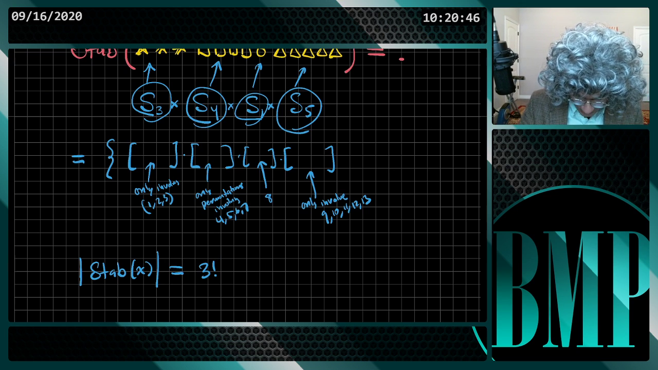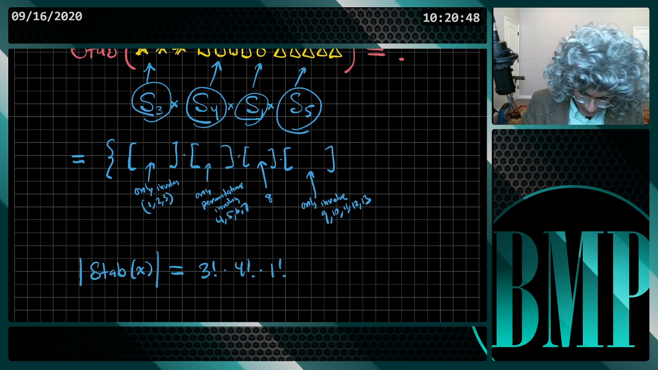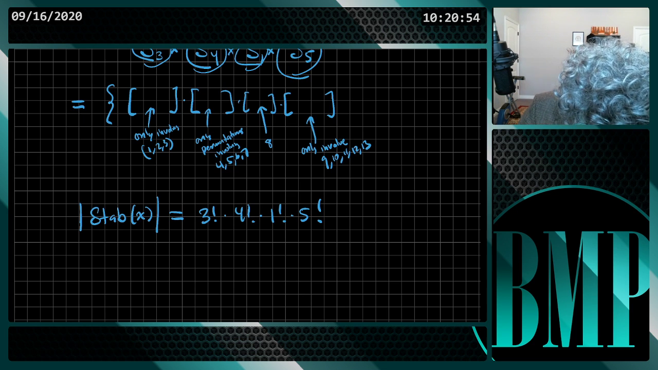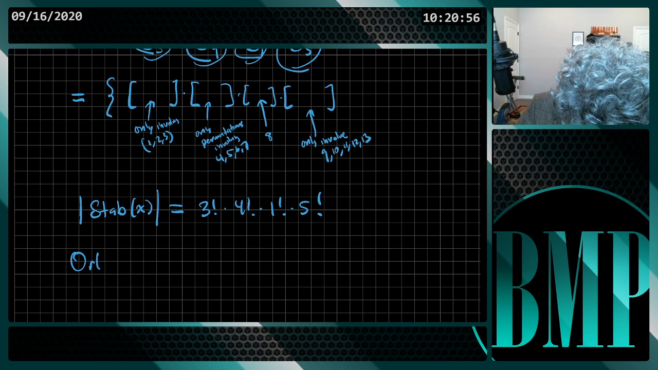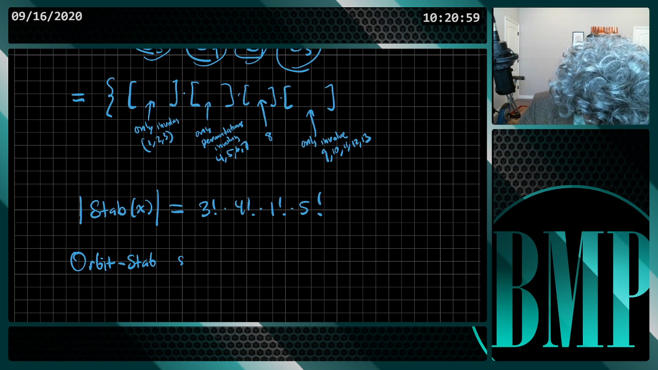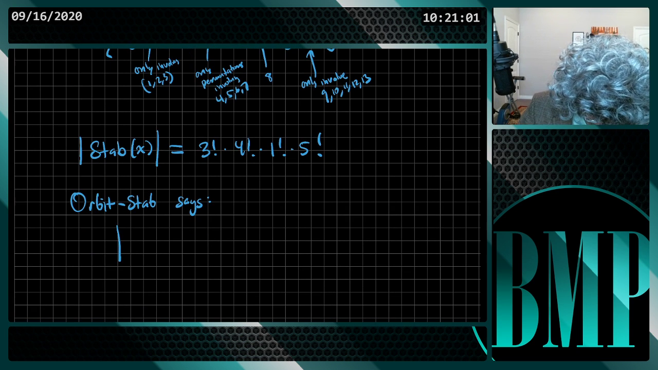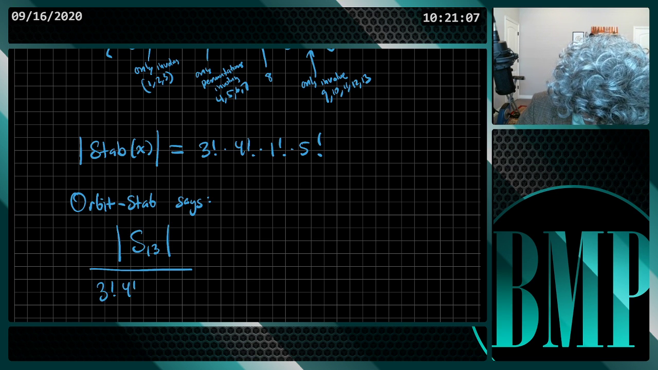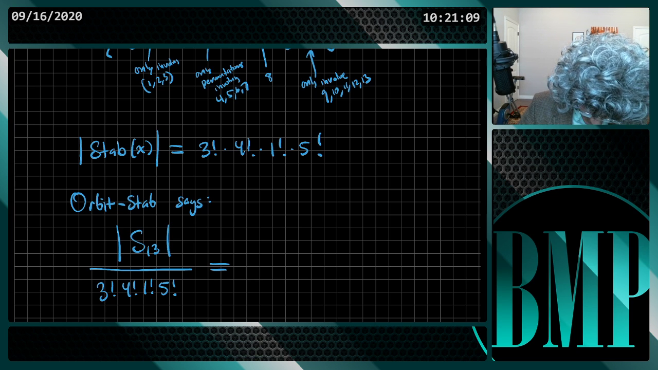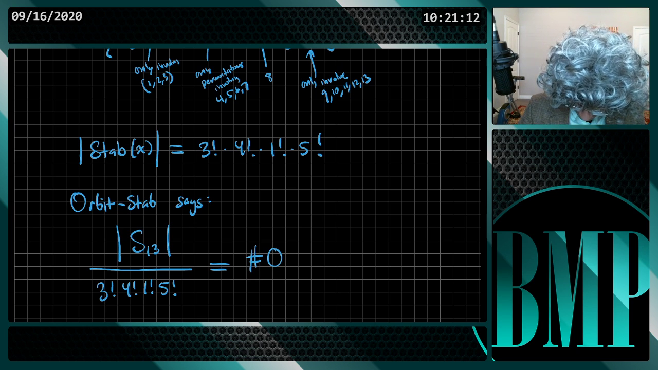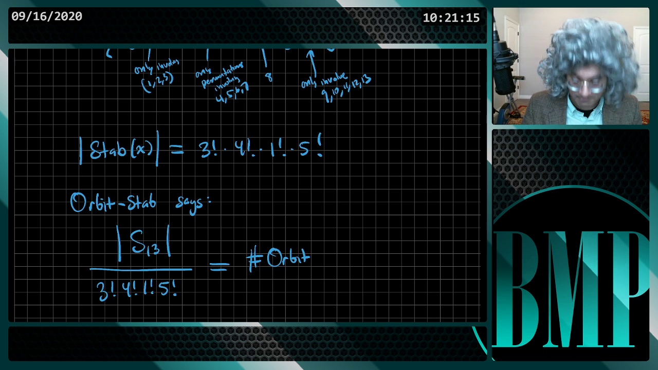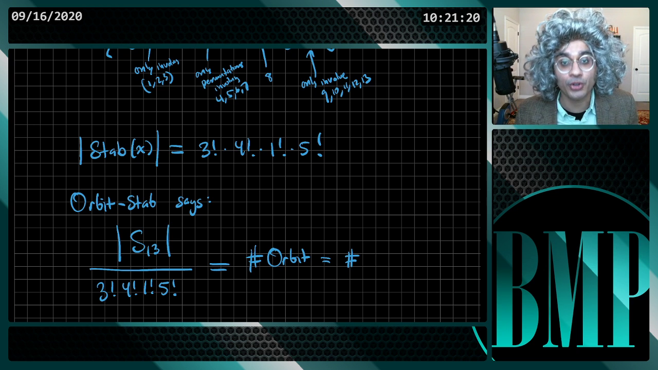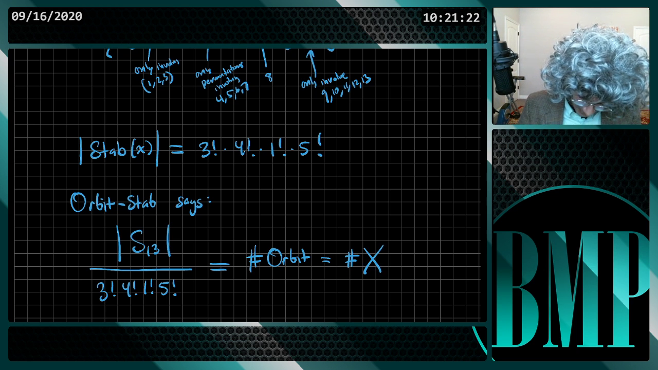Well, that's 3 factorial times 4 factorial times 1 factorial times 5 factorial. And the orbit stabilizer theorem says the size of S13 divided by the size of the stabilizer is the number of elements in the orbit. But the orbit is the whole set, thanks to the transitivity of this group action. Done.